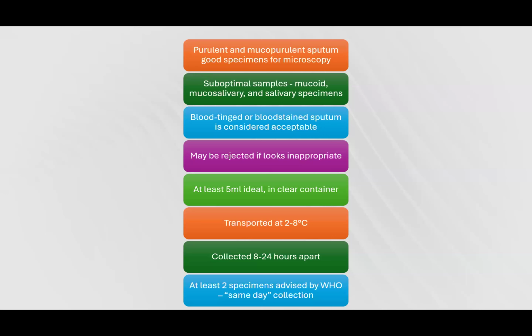The lab does reserve the right, I think, to reject the specimen certainly if it's leaked, and also if it looks like it's an inappropriate specimen. So labeling is very important if you think there might be a problem. Apparently, at least 5 mils is ideal. We don't usually get that in peds, but it is ideal, and it must be in a clear container so it can be assessed by the people in the lab who are looking at it.